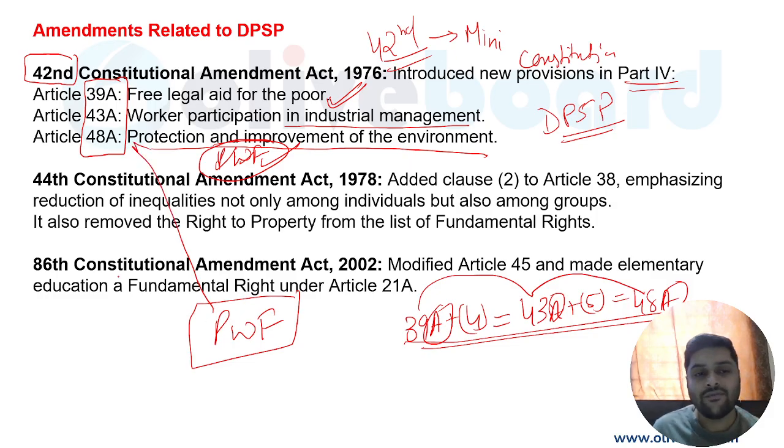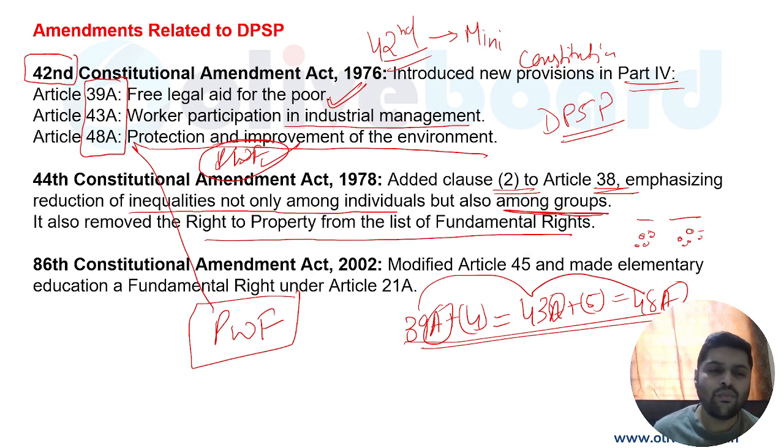Now, then came the 44th Constitutional Amendment. It added Clause 2 to Article 38, emphasizing reduction of inequalities not only among individuals, but also among groups. So it is not just that an individual is equal to an individual. No, a group of people should also be treated as equal to another group of people. So it should be among groups, not just people. It also removed right to property from the list of fundamental rights. This is super important, very, very important.